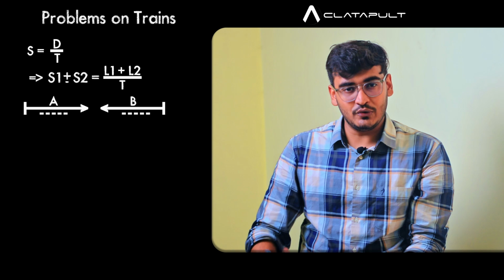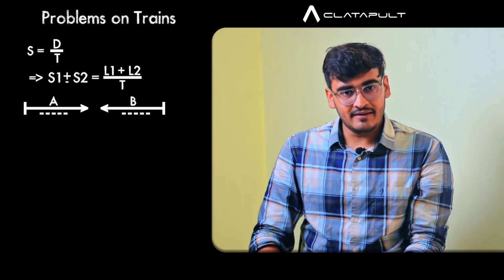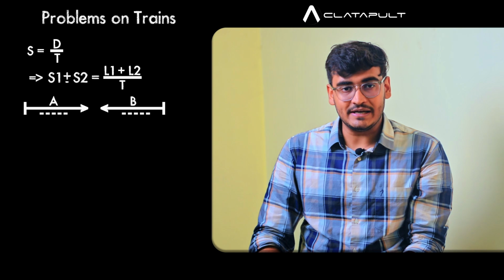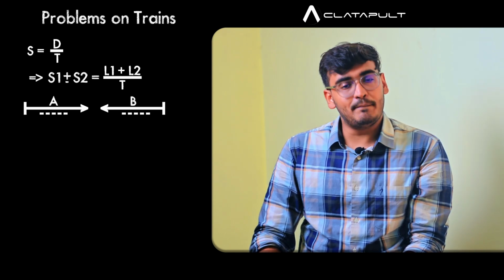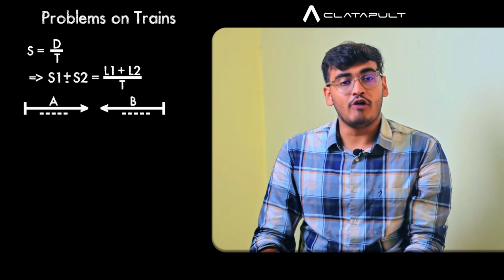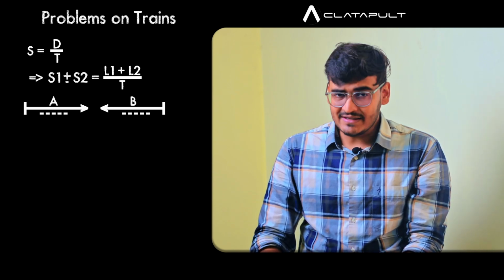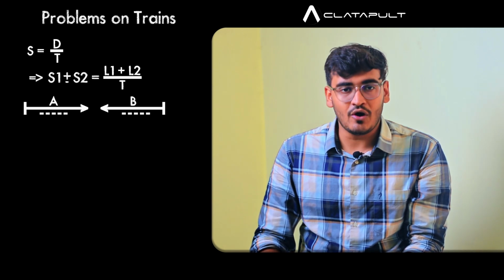Similarly, if there are two trains that are moving in the same direction, then when can we say that train A has completely crossed train B? This would be a situation where the back part of train A crosses the front part of train B, right? And this is also an explanation to the point why we add the length of the train.